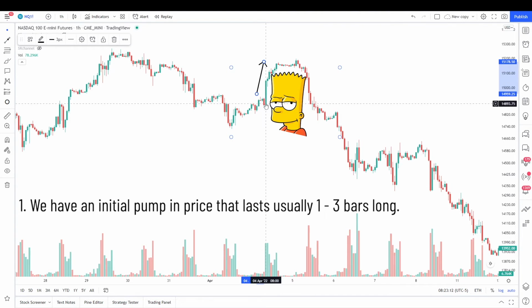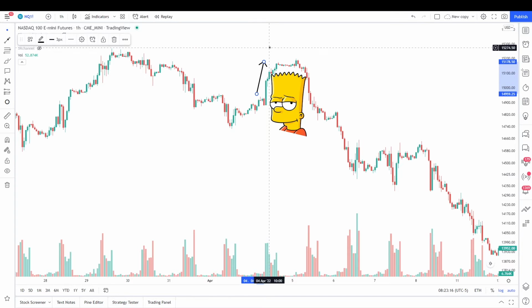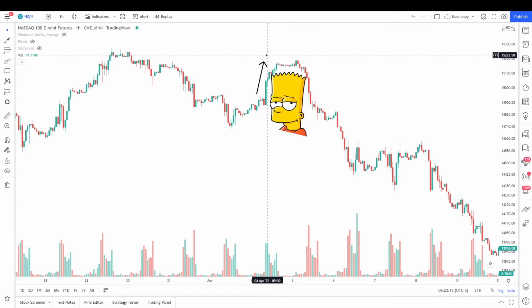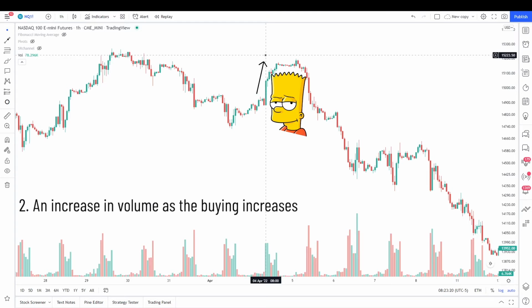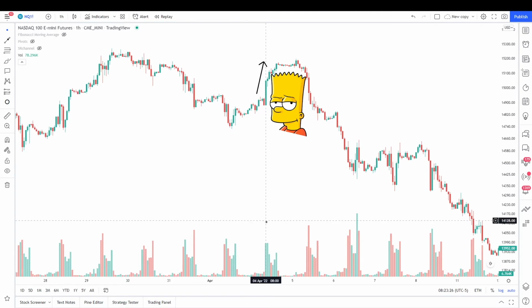Okay, this lasted, for our example, about 3 bars long, which is good. But the idea here is that we're looking for a pump in price that has a very large increase in volume. If you look at the initial candle first and we go all the way down to see what the volume did, we can see that that hour has a very drastic increase in volume.